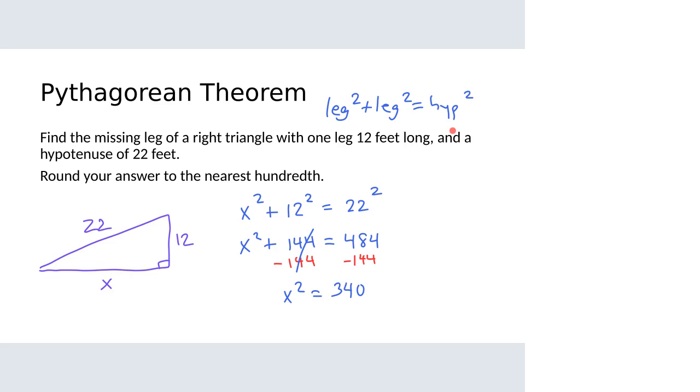Last thing we need to do here to get x by itself is take the square root of the left and the square root of the right. On the left-hand side, the square root and the squaring cancel each other out, leaving x. And on the right, we have the square root of 340, which is 18.4390. We were told to round to the nearest hundredth. So we'll find the hundredths place, look one space to the right, it's 5 or bigger. So we'll round this up to 18.44. And that would be the length of the missing side.